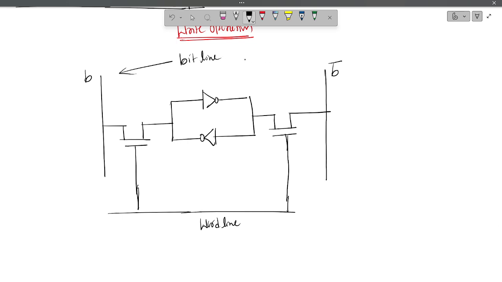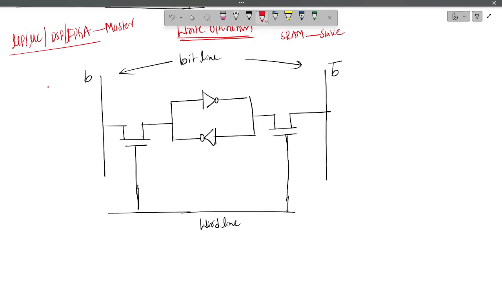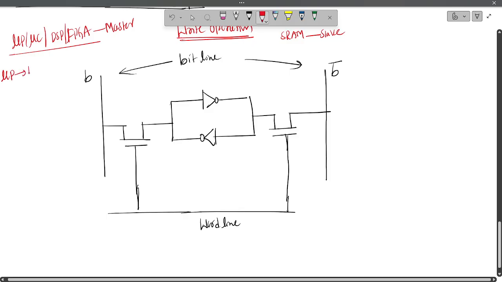So what happens, here you have a microprocessor, it can be a microcontroller, or it can be a DSP processor, or it can be an FPGA also. We can call this the master, and this SRAM we can call the slave. So here this master microprocessor should write the data. Inside the microprocessor there will be a decoder.